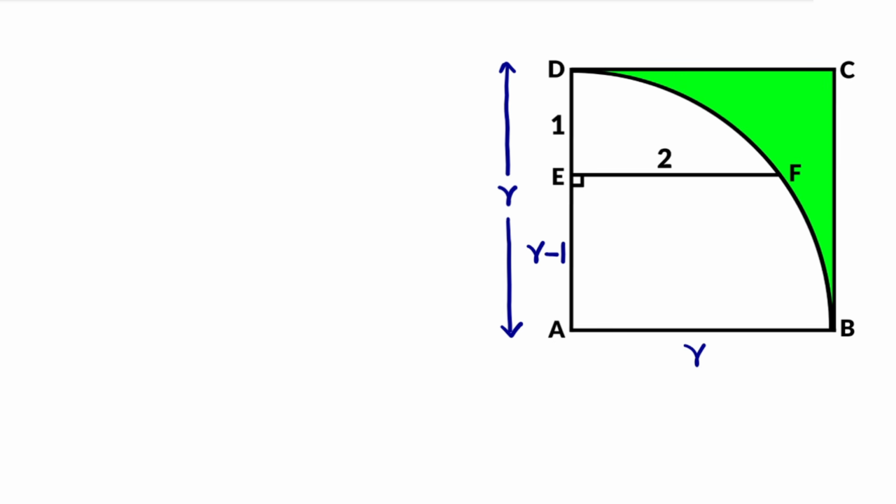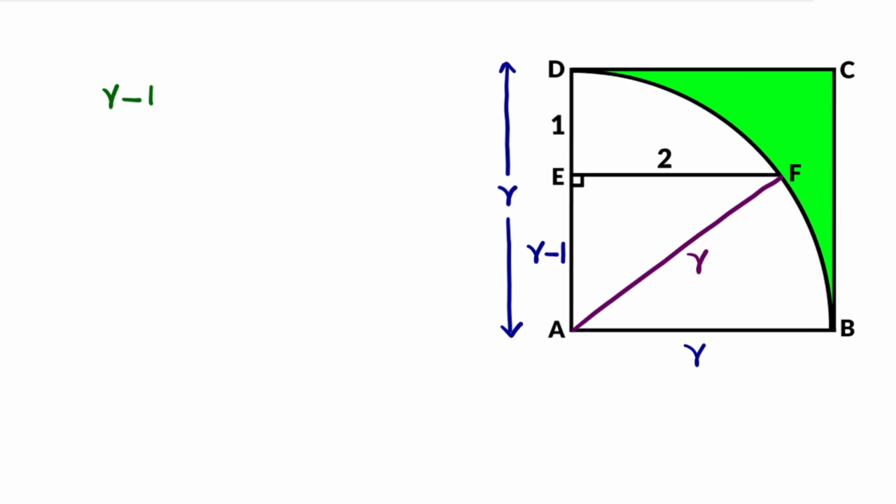Draw a straight line from A to F. Since A is the center of the quarter circle and F lies on the circle itself, the segment AF is a radius, so AF has length r. Look at the shape we've just created. Triangle AEF is a right triangle. Its vertical side is r minus 1. Its horizontal side is 2. And its hypotenuse is r. Perfect!